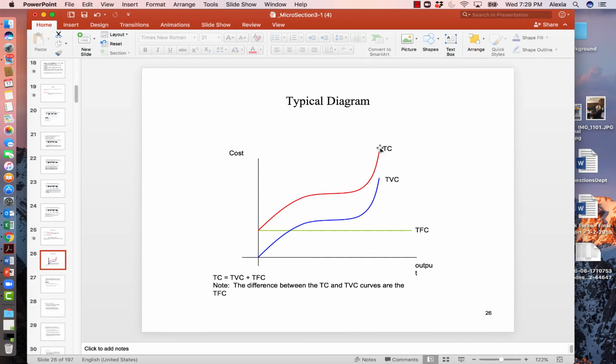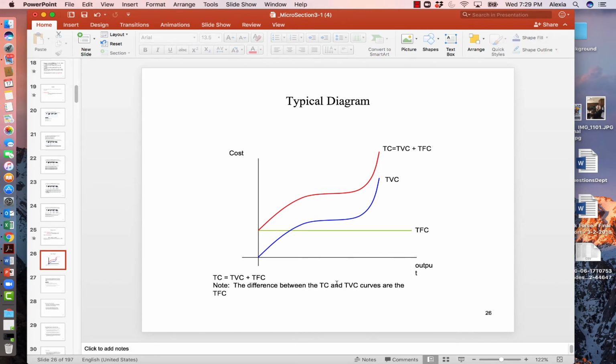So total costs, the formula for total costs is your total variable cost plus your total fixed cost. So what you do is you add to your variable cost curve the $1,000 at every point. So it gives us total costs.